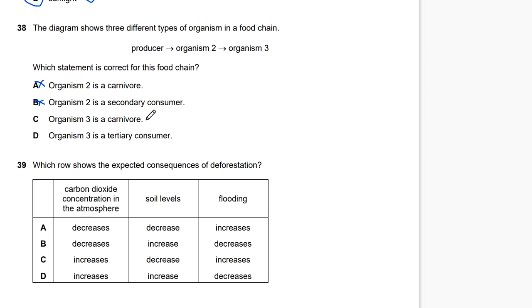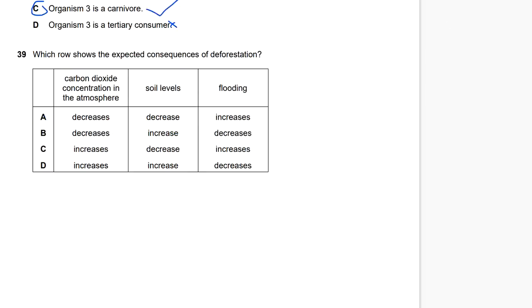Organism 3 is a carnivore. Yes, it is because it eats organism 2, which is also an animal that eats the producer. Organism 3 is a tertiary consumer. No, because it is actually the secondary consumer. So the correct answer is letter C.